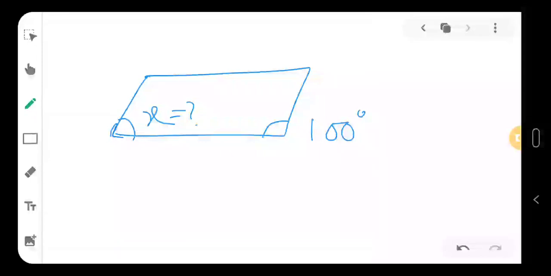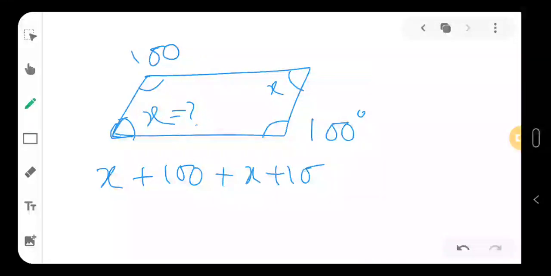We know that the opposite sides, or you can say the opposite angles of a parallelogram are equal. So if this angle is x, that angle also will be x, because opposite angles are the same in a parallelogram. If the down portion one is 100, then this one has to be 100 as well. So now I can use that principle again, that the sum of all of these angles is nothing but 360 degrees.